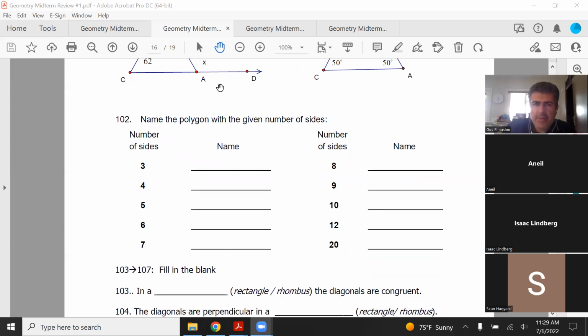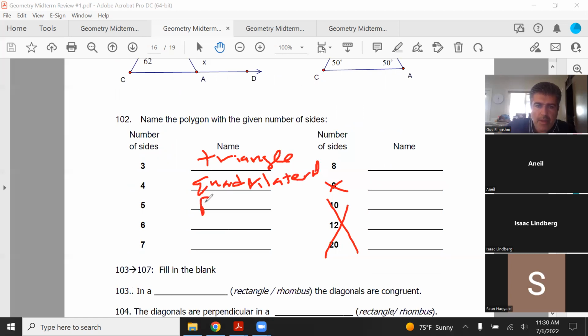Here we have talked about these before. Don't worry about those or that one. I mean, obviously notice a triangle, you have 3 sides. Notice a quadrilateral, if you have 4 sides. Pentagon if you have 5 sides. Hexagon if you have 6 sides. Don't worry about 7, that's a heptagon.